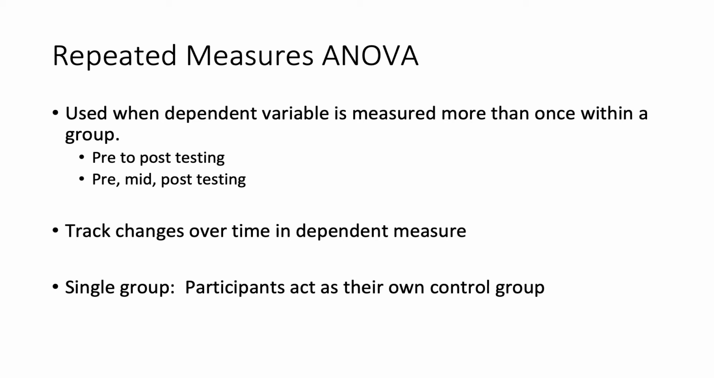A repeated measures ANOVA is used when a dependent variable is measured more than once within a group. So what you are doing is tracking changes over time in the dependent measure. When just using a single group of participants and performing a repeated measures ANOVA, the participants act as their own controls. This controls for individual differences in participants, which is a substantial source of variation or error within studies. You can also perform a repeated measures ANOVA that includes 2 or more groups.